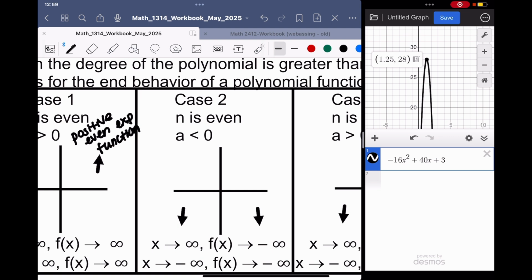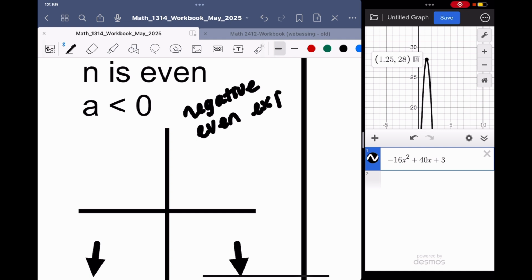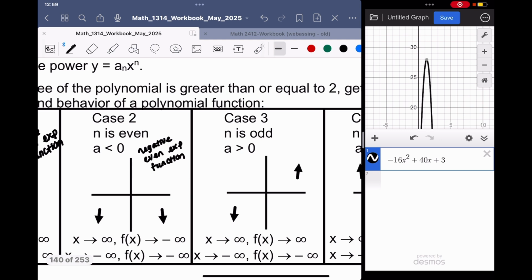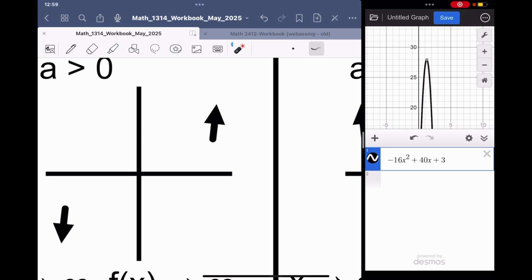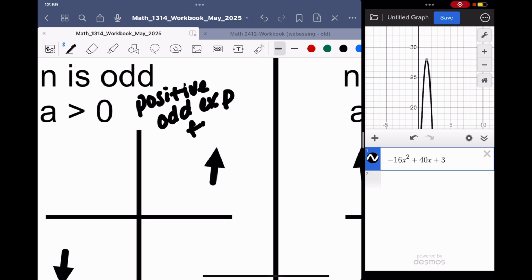This next one, because both ends go down, this is going to be a negative even exponent function. Then we have case 2, where the left is down and the right is rising. This is going to be a positive odd exponent function.